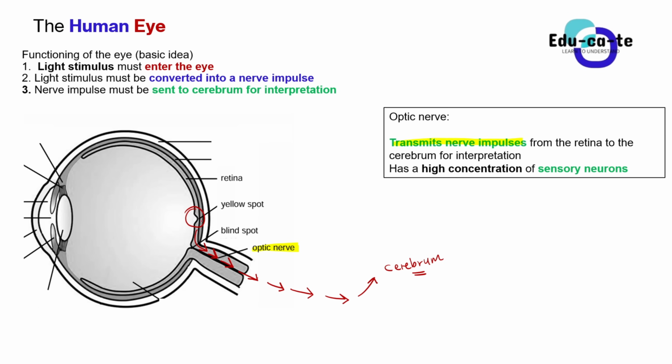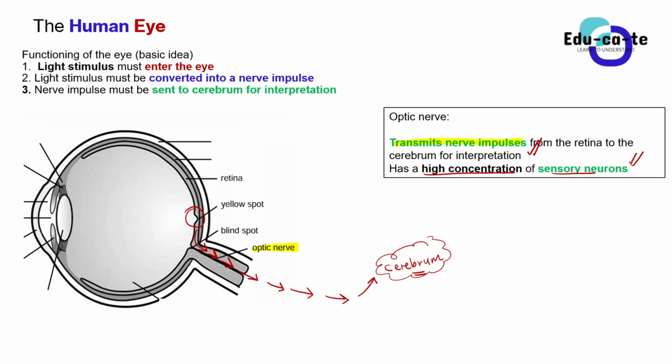So the impulses that have been converted here at the yellow spot from light stimulus will go to the cerebrum. They will go to the what? To the cerebrum, so that the cerebrum can interpret them. So the function of the optic nerve is to transmit nerve impulses from the retina to the cerebrum for interpretation. The other thing is that the optic nerve has a high concentration of sensory neurons. Remember, sensory neurons are used to transmit nerve impulses from the receptor to the central nervous system. I've made a video on that.